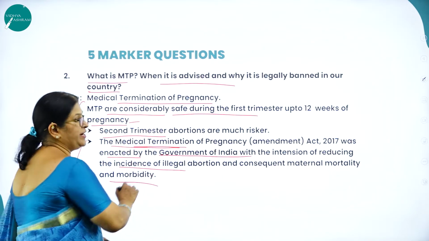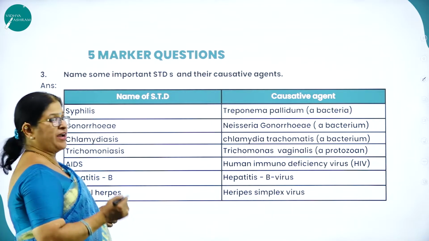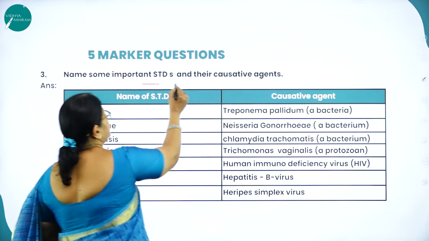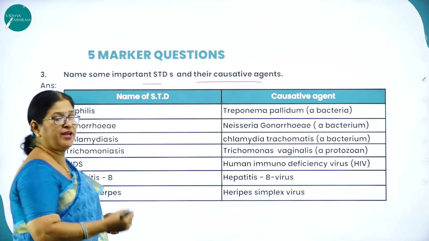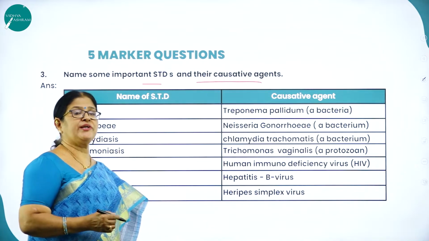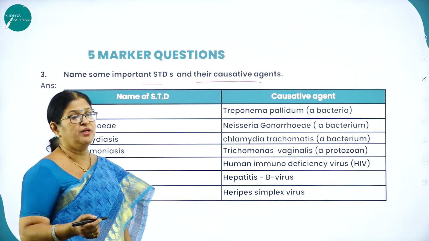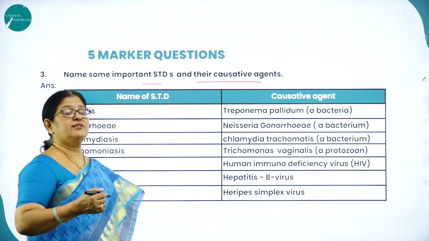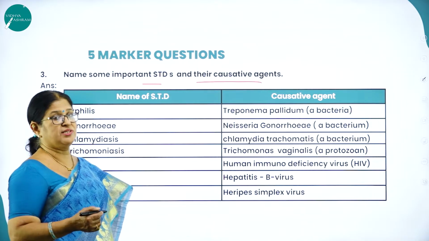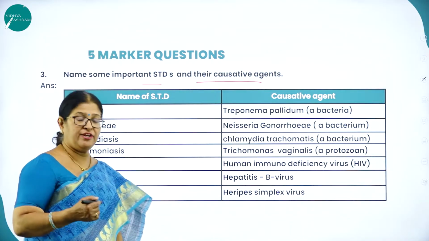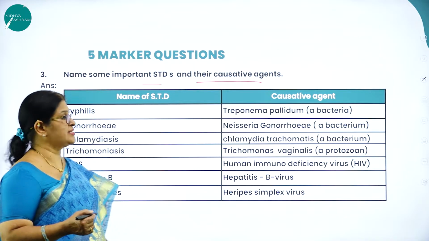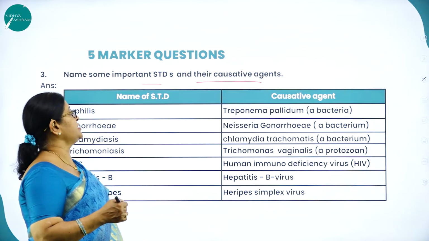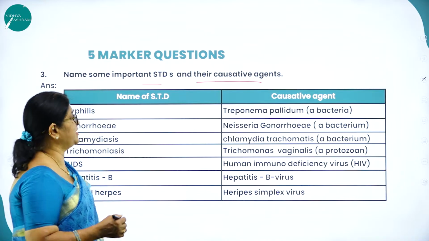Then, for a 5-marker question, we'll come across: name some important STDs and their causative agents. I have already discussed that sexually transmitted diseases are very common. If a male or a female does not follow sexual hygienic practices, they will definitely get infected with sexually transmitted diseases like the following. So what are the names of the STDs and the causative organisms? STD stands for sexually transmitted diseases.